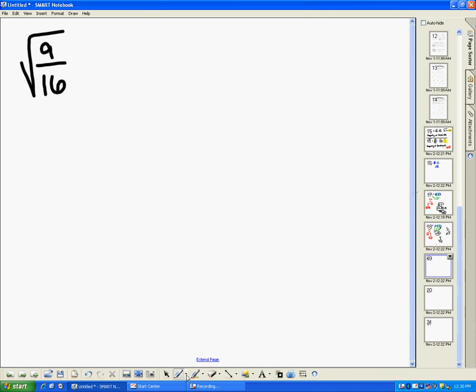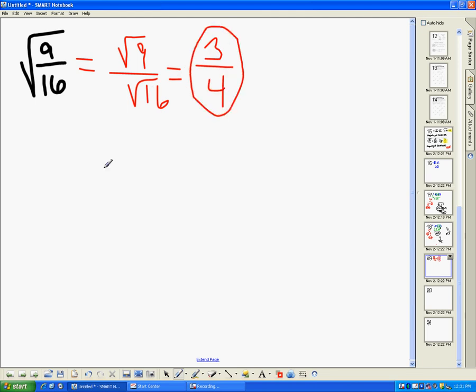Now this is using the quotient rule, and so if you remember, this is the same thing as saying the square root of 9 over the square root of 16. Well, these are nice perfect squares, so I can go ahead and find the square root of each of them. The square root of 9 is 3, and the square root of 16 is 4. So all of this simplifies to 3/4.